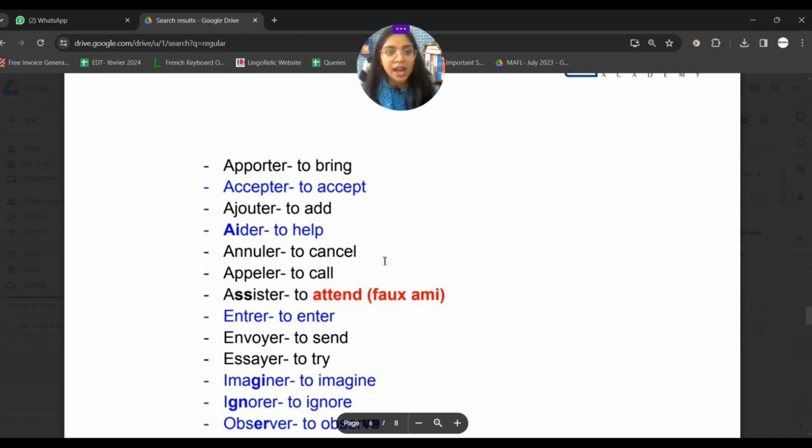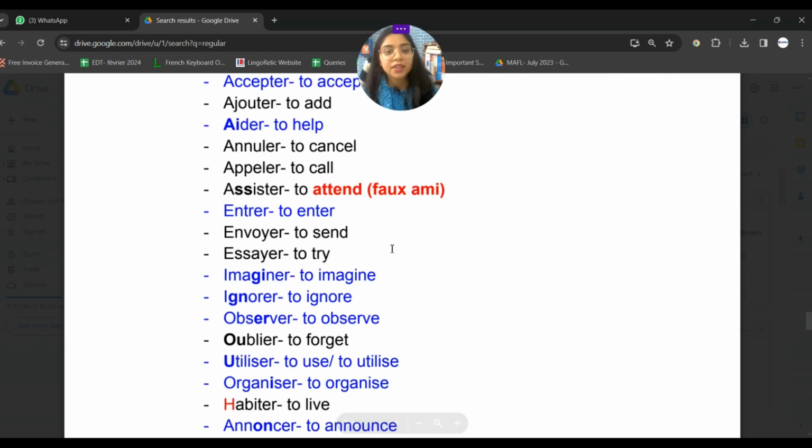Assister, to attend. Again, a faux ami because it gives an impression of being to assist, but it is not. It means to attend. So this is a faux ami. Entrer, to enter. Envoyer, to send. Essayer, to try. Imaginer, to imagine.